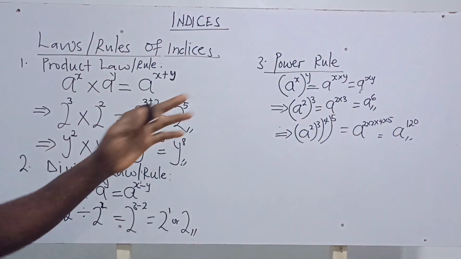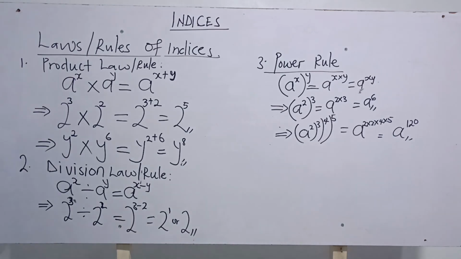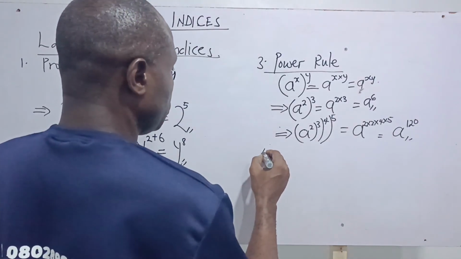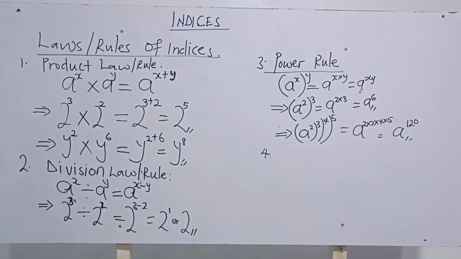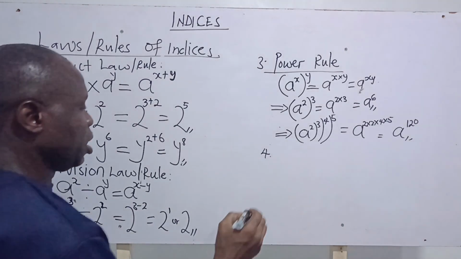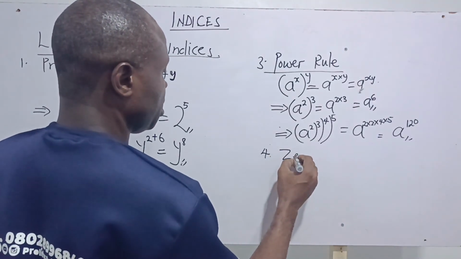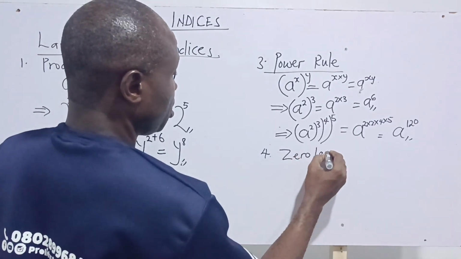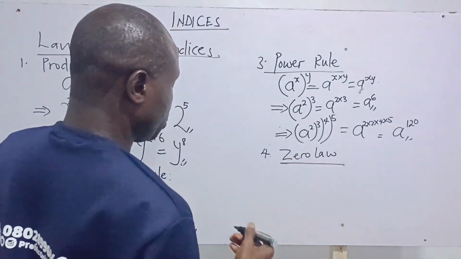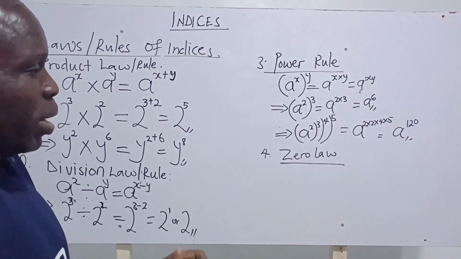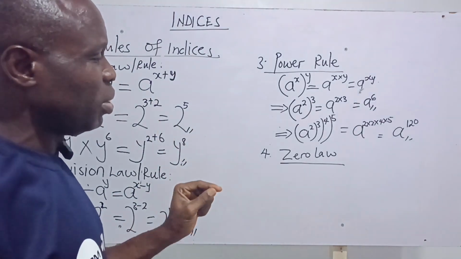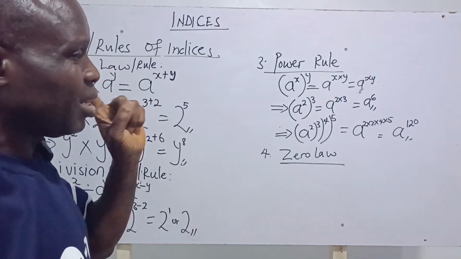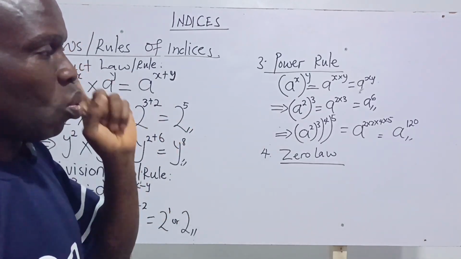So this is the power law. The fourth one is what we call the zero law of indices. Whenever you see a letter or a number that is raised to 0 as its power, it simply means in indices that number is equal to 1.